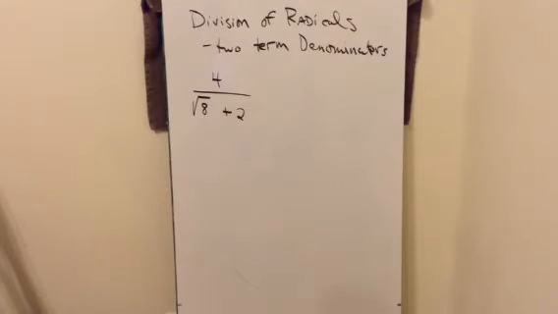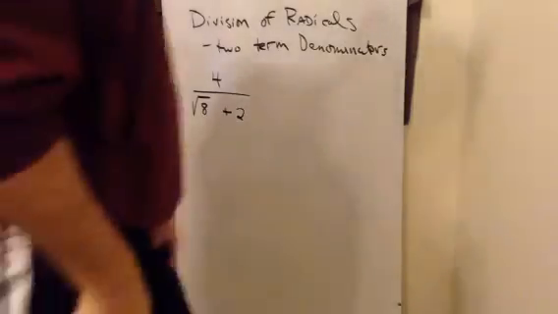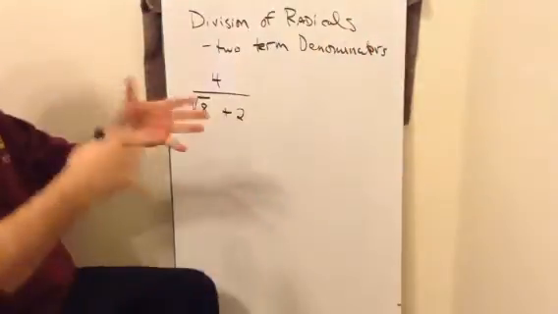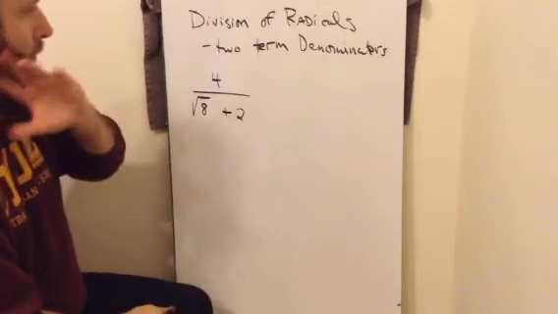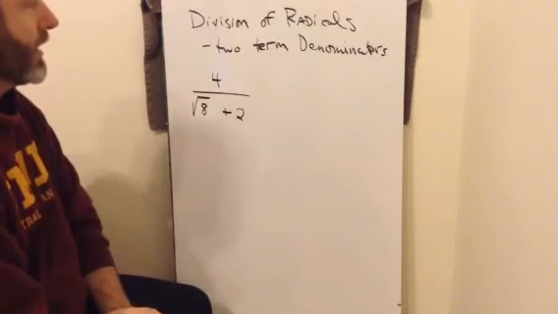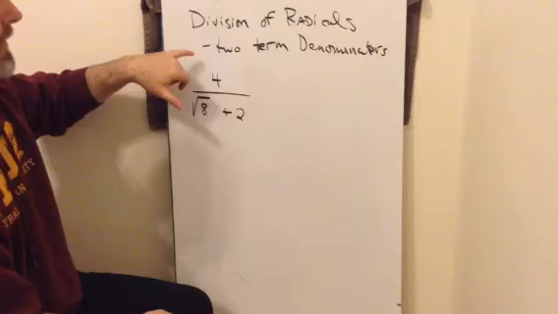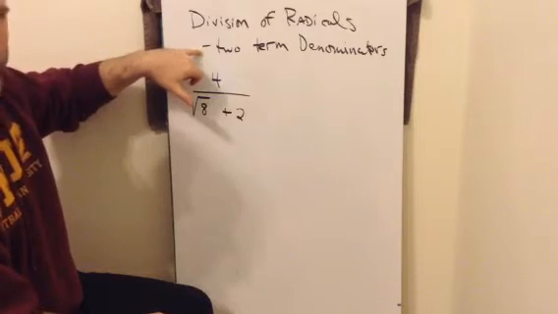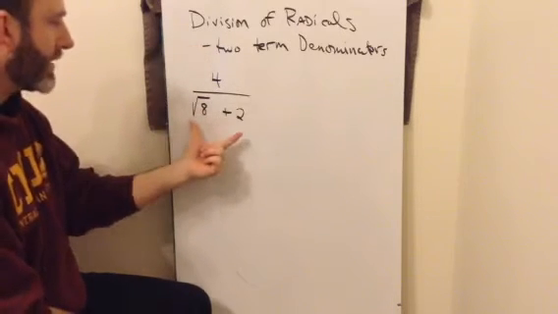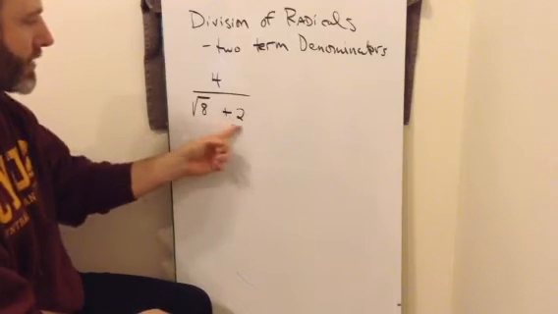All right, we've been talking about multiplication of radicals: the FOIL, distributive property, the special products, that type of thing. We've talked about division of radicals, but we want to focus now on division of radicals that have two terms. So something like this that has two terms. Remember, terms are separated by a plus or minus.